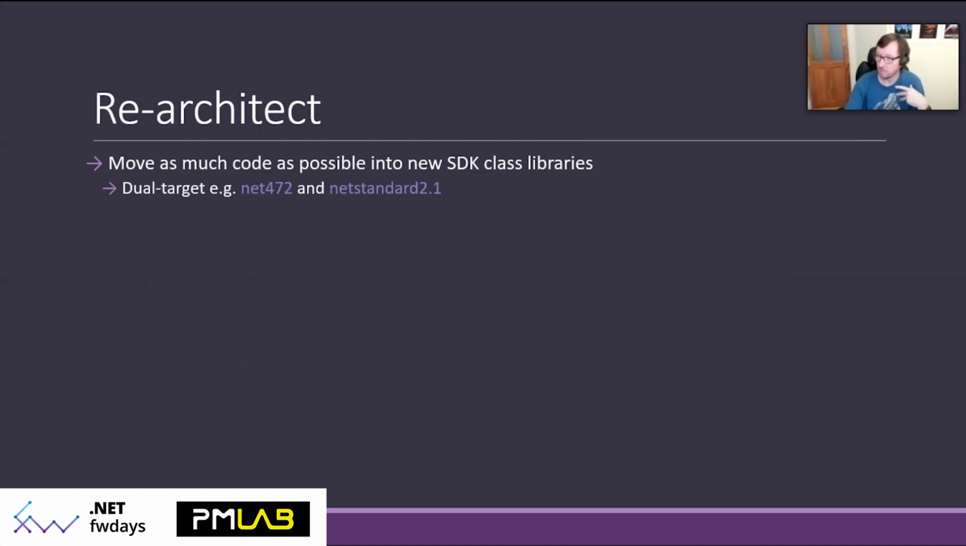So if you pull code that is maybe sitting inside a Web Forms project or a WCF project, try and extract as much code as you can into new SDK style class libraries. So the ones that match the .NET Core project csproj style. And if you can get those libraries to dual target .NET 4.7.2 so that they carry on working with your old application, and .NET Standard 2.1 so that you know they will work in the new applications, then you can do a lot of this work up front and make life easier when you come to make a final jump.